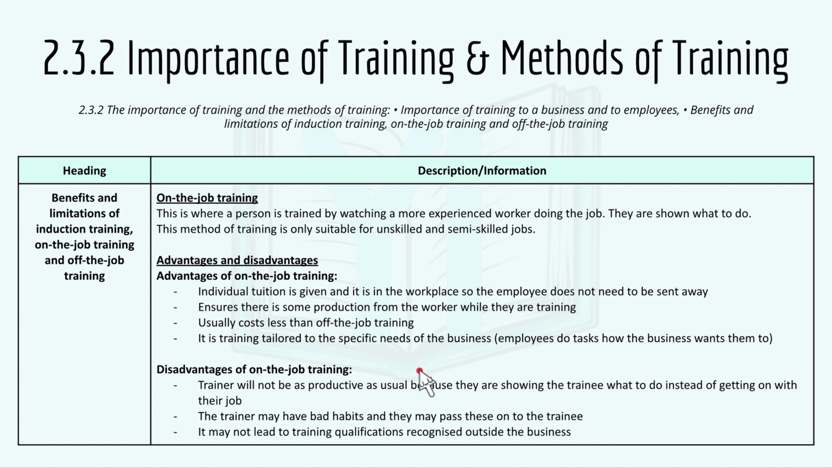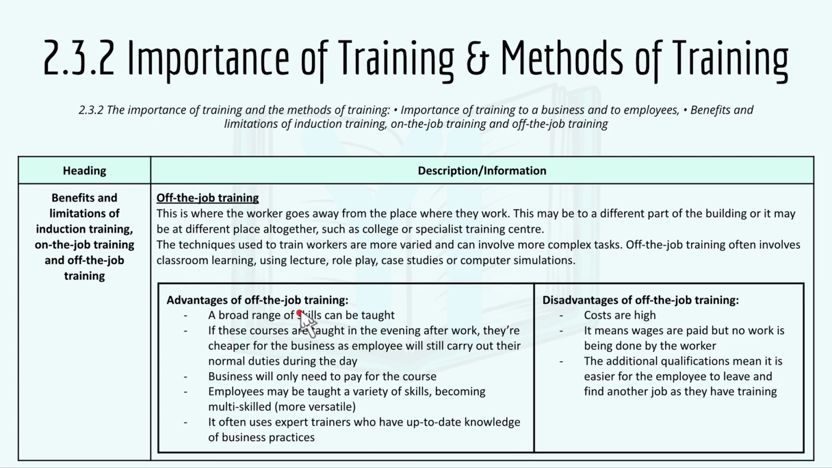But disadvantages include the trainer won't be as productive as usual because they are showing the trainee what to do instead of getting on with their job. The trainer may have bad habits and they may pass these on to the trainee, and it may not lead to the trainee gaining qualifications recognized outside the business.